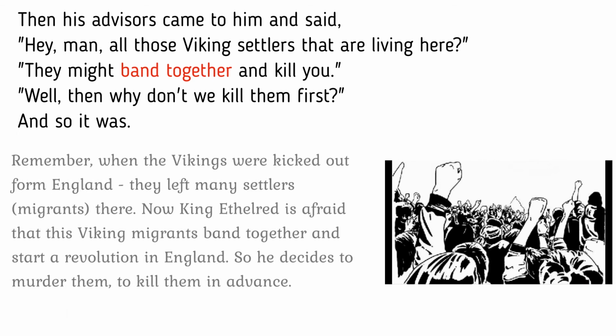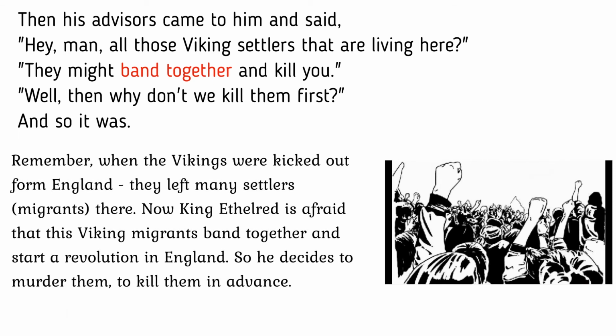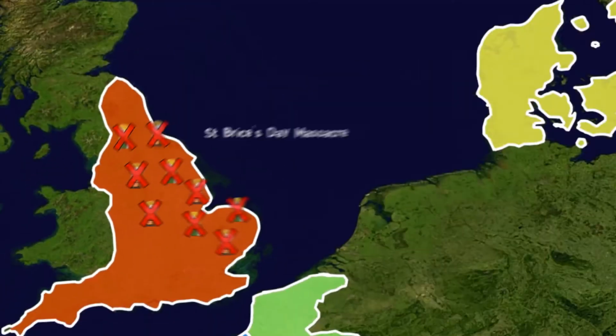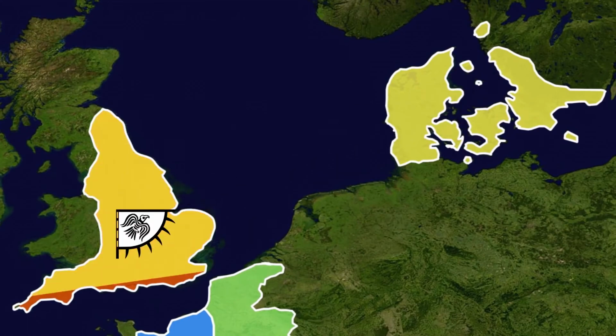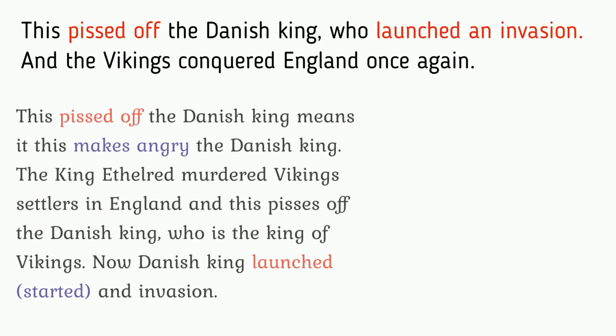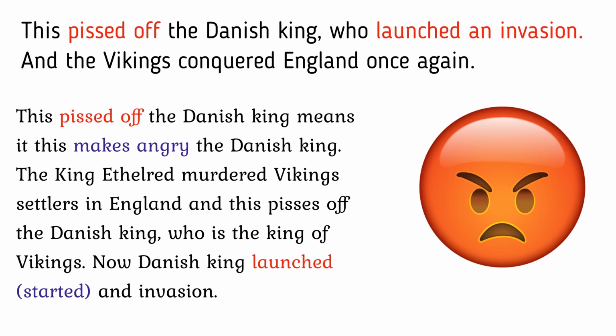Remember, when the Vikings were kicked out from England, they left many settlers, migrants, there. Now King Ethelred is afraid that these Viking migrants will band together and start a revolution in England. So he decides to murder them, to kill them in advance. This pissed off the Danish king, who launched an invasion, and the Vikings conquered England once again. This pissed off the Danish king means it made the Danish king angry. King Ethelred murdered Viking settlers in England, and this pissed off the Danish king, who is the king of Vikings.